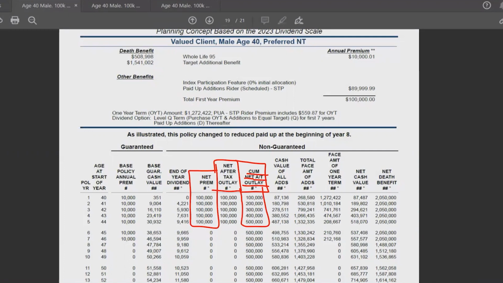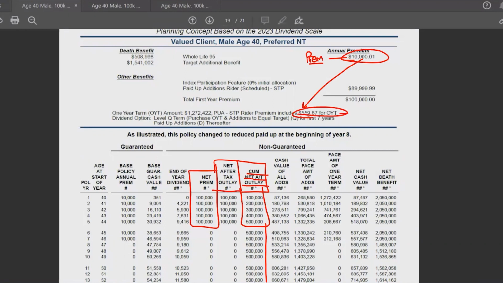Over 5 years, $500,000 has been paid into the policy, and you'll notice it stays at $500,000 because he does not pay anything else into the policy after that. Now, the $100,000 per year payment is set up as follows. Up here, we've got the premium. What he's actually committed to is the premium plus this.